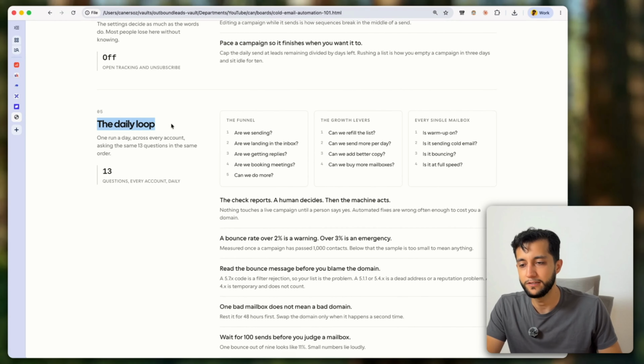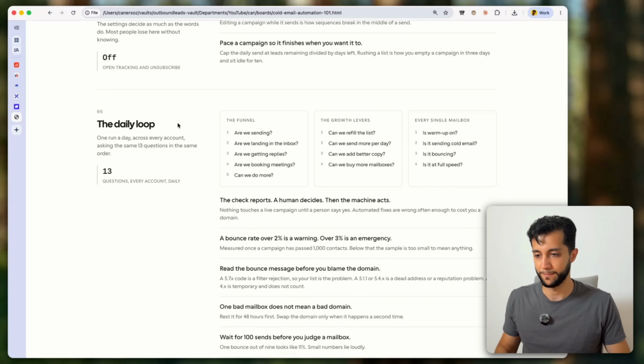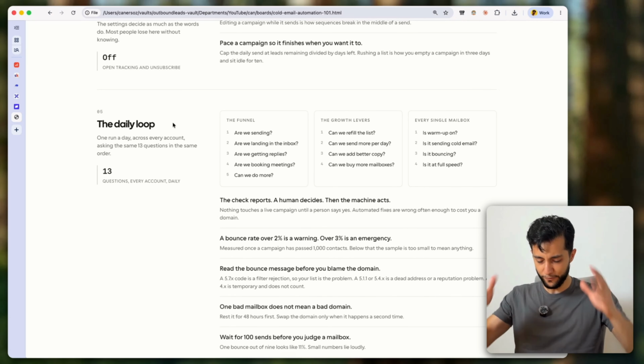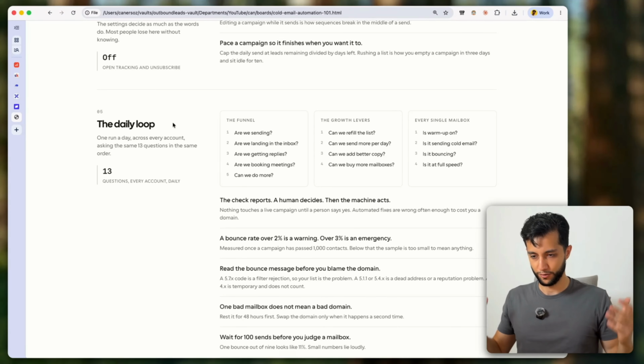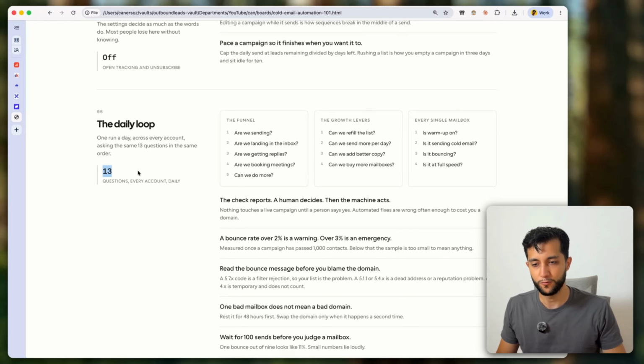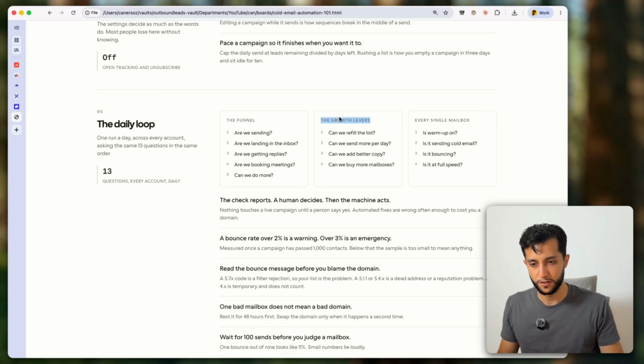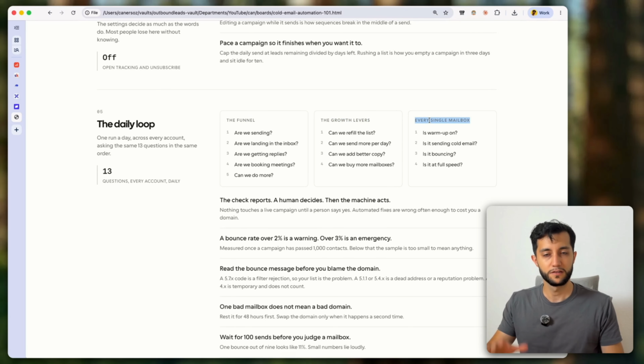I call it the daily loop, and I've implemented that in Claude as well. That's essentially how I keep track of all of my campaigns, especially across all the clients, right? So every single day, Claude goes into my Email Bison account. For you, it might be Instantly, right? And it asks 13 questions, and they're divided into 3 different buckets: funnel-related questions, growth levers, and just infrastructure and mailboxes in general.